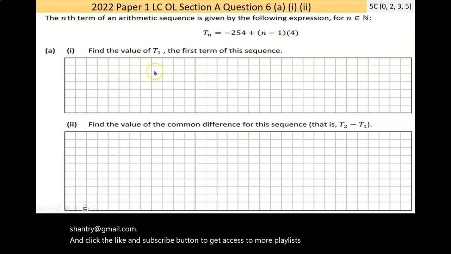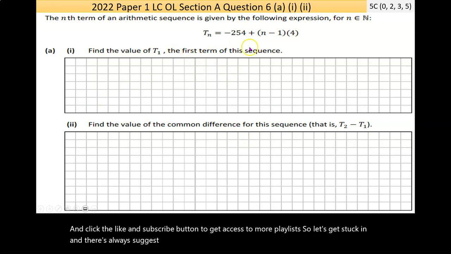So let's get stuck in. And as always, I suggest pausing the video and just having a go. If you get it, brilliant, just check the answer. If not, then hopefully the video will help.